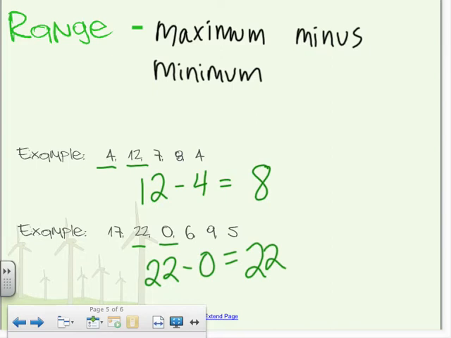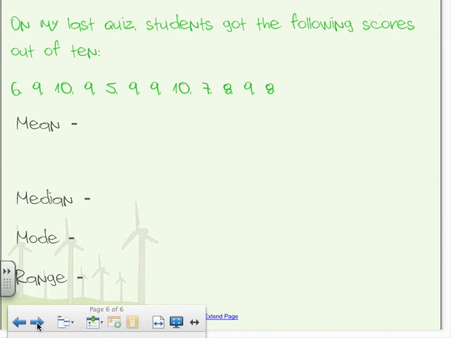All right, so now let's do some practice. On my last quiz, students got the following scores out of 10. So you see all my data there. I want you to go ahead and pause it. And I want you to find the mean, median, mode, and range. When you find all 4 of those, hit play, and you can check your answers, see how you did.